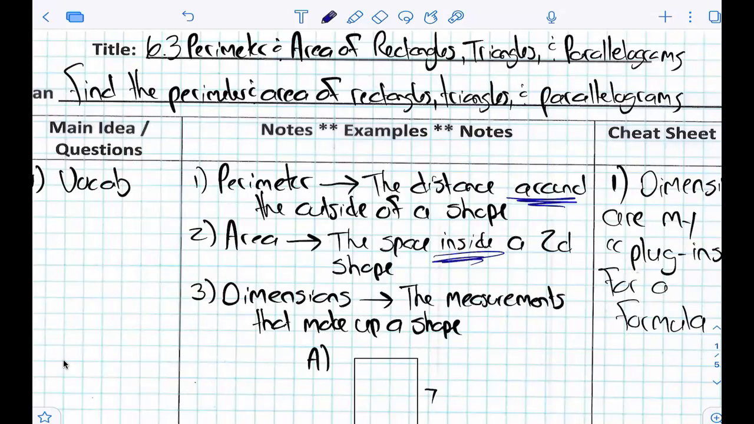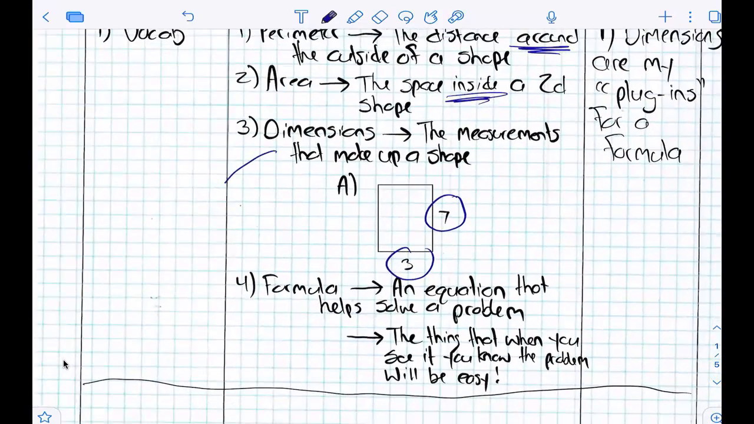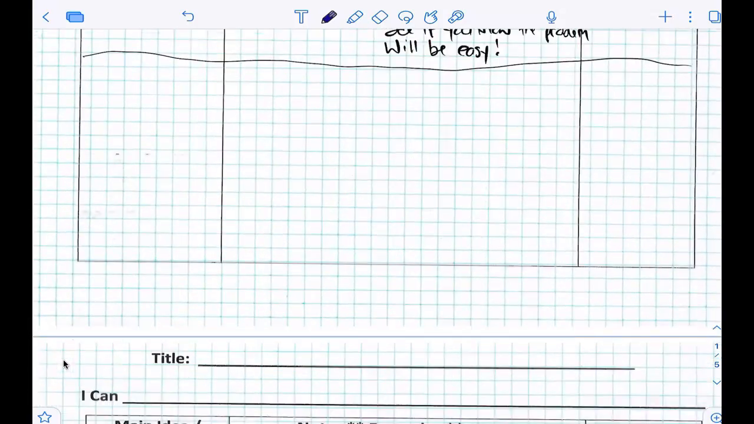Okay. Dimensions. Dimensions are those things that give you how big something is, right? It gives you the size of it. We use dimensions to plug into what? Formulas. Dimensions are what we use to plug into formulas. So if I wanted to find the area of that shape right there, I would use my bottom dimension and my height dimension, right? 3 times 7, yes? So dimensions tell you the size, and you use them to plug into formulas. We good with that?